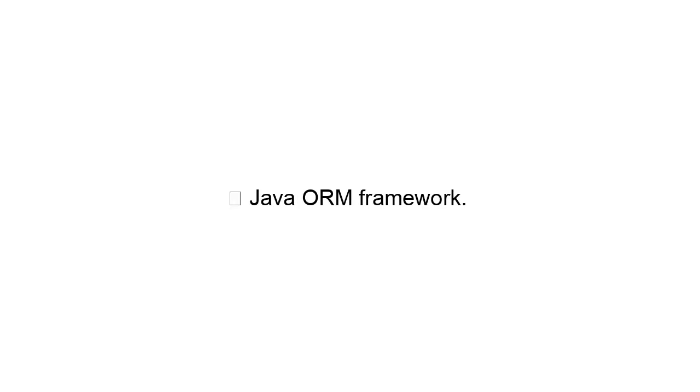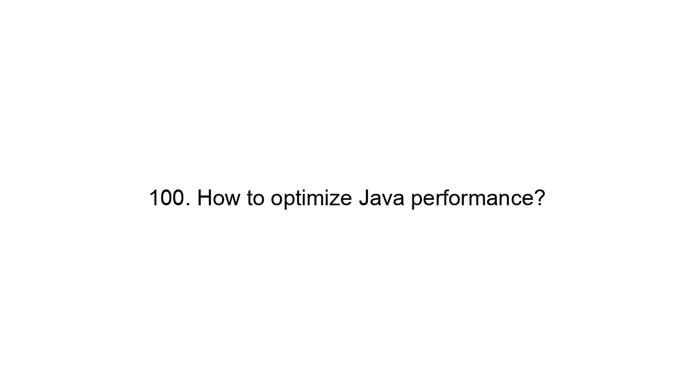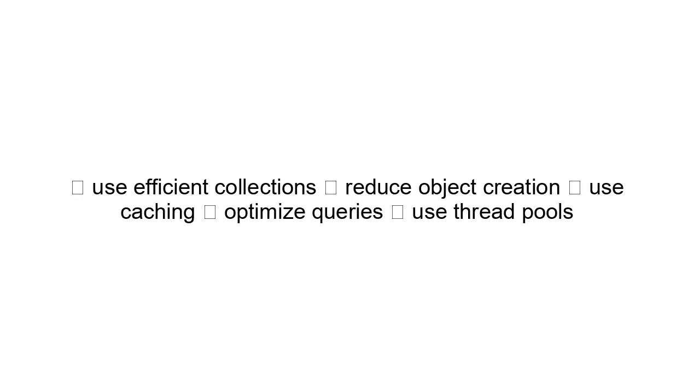97. What is caching? Storing frequently used data. 98. What is an API Gateway? Entry point for microservices. 99. What is scalability? Ability to handle load increase. 100. How to optimize Java performance? Use efficient collections, reduce object creation, use caching, optimize queries, use thread pools.